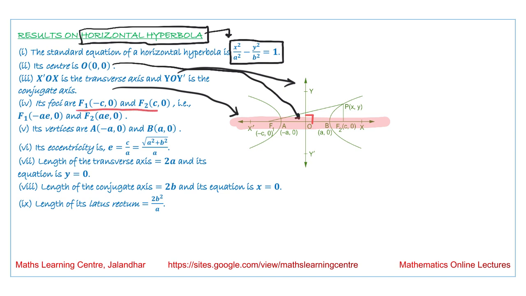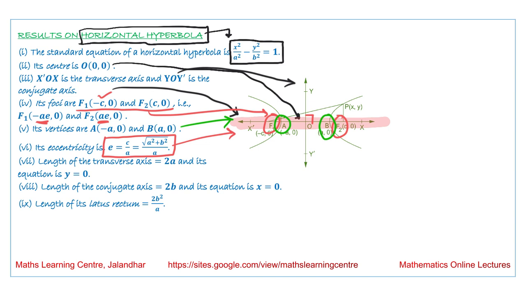The foci of this hyperbola are given by F1 and F2. The foci are (minus c, 0) and (c, 0), or you can write them as (minus ae, 0) and (ae, 0), where e is the eccentricity, given by e is equal to c by a, or the square root of a square plus b square, by a. The vertices of this hyperbola are the points on the transverse axis where the hyperbola meets it. Their coordinates are (minus a, 0) and (a, 0). The length of the transverse axis is 2a, and the equation is y is equal to 0.